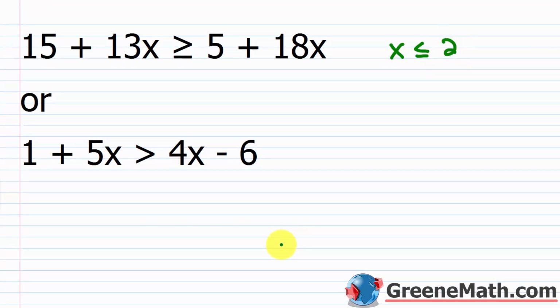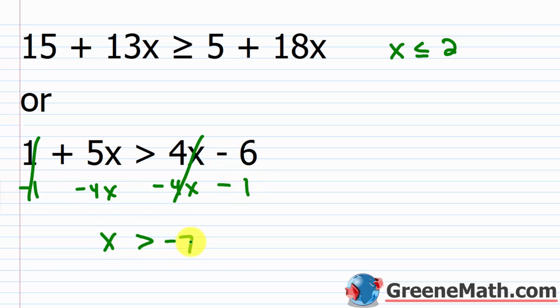Okay, for this guy right here, I'm going to subtract 1 away from each side. That cancels. I'm going to subtract 4x away from each side. That cancels. 5x minus 4x is x. This is greater than. Negative 6 minus 1 is negative 7. So you just get that x is greater than negative 7.